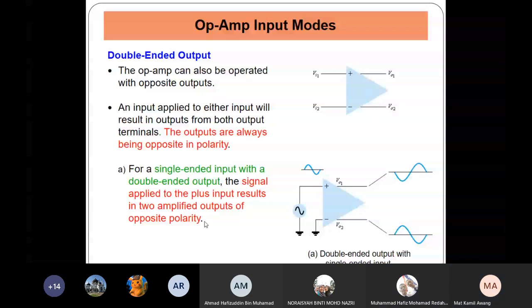For example, let's say you have this configuration. The input is in the positive terminal and the other input is grounded. So therefore, one output gives you an in-phase signal and the other one gives you an out-of-phase signal, 180 degrees out of phase. Okay. So this is the example of double-ended output.